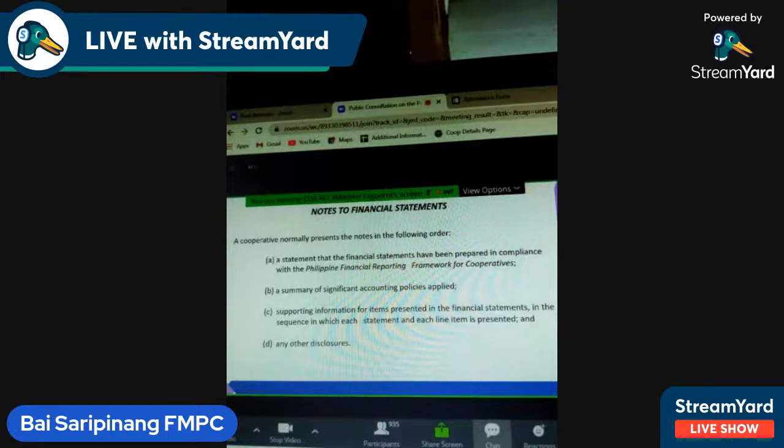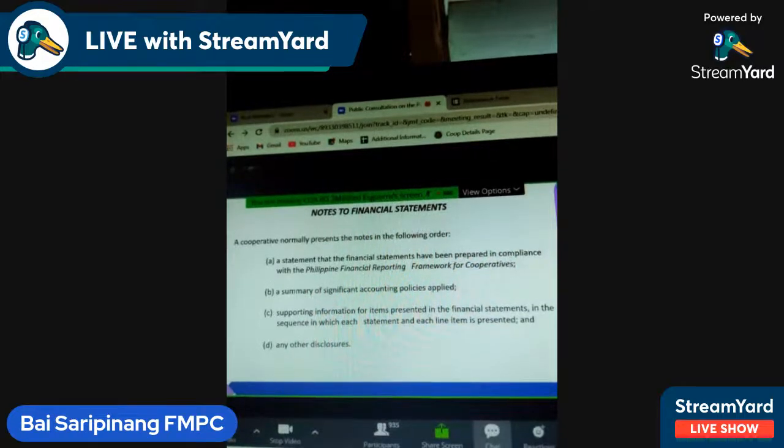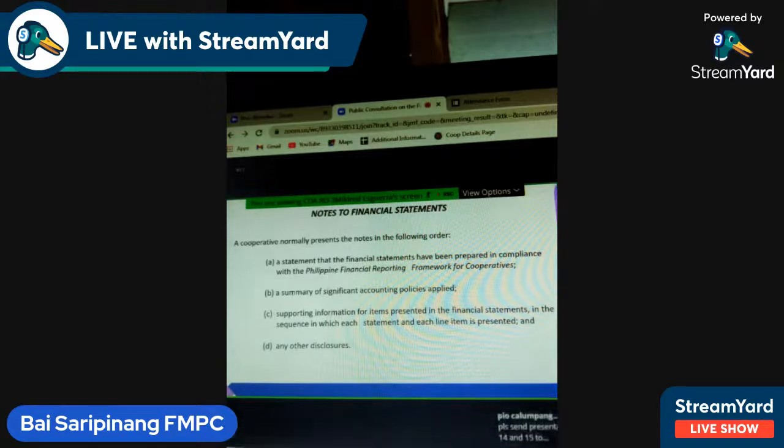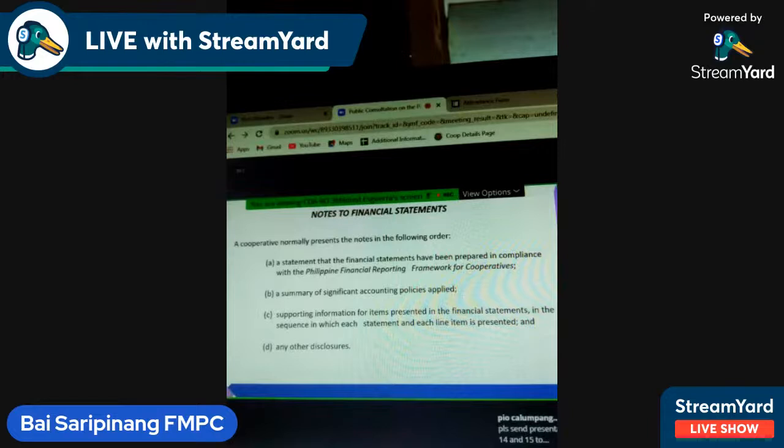How do we put things in the notes? First, of course, a statement that the financial statements have been prepared in compliance with the Philippine Financial Reporting Framework for Cooperatives. The whole basic concepts and principles in accounting policies apply. And then the supporting information for items presented in the financial statements.